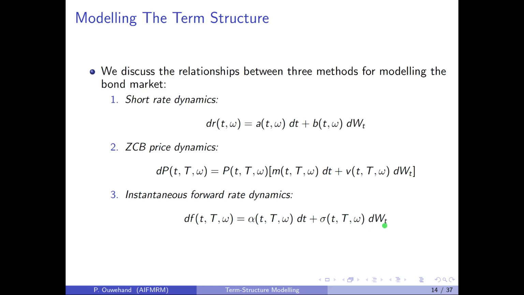Here the Brownian motions would also be multidimensional. For short rate dynamics, we typically use a one-dimensional Brownian motion. Moreover, typically we do not actually specify zero coupon bond price dynamics, but for the pricing of bond options, it is important to know how to derive bond price dynamics from short rate dynamics or instantaneous forward rate dynamics. Hence, it's important to know how to transform between these different ways of specifying term structure dynamics.